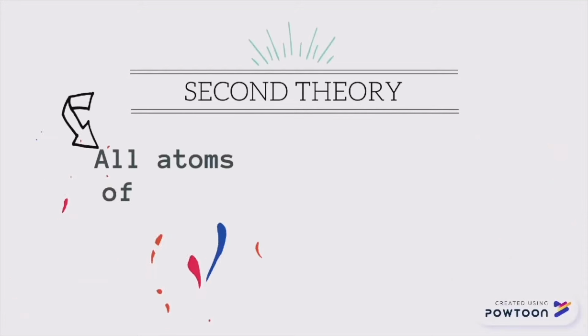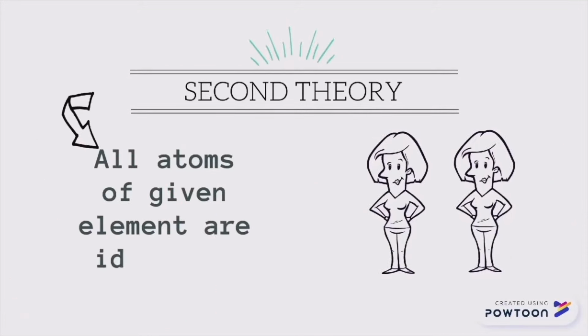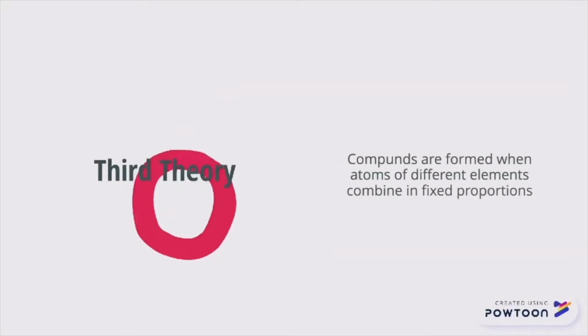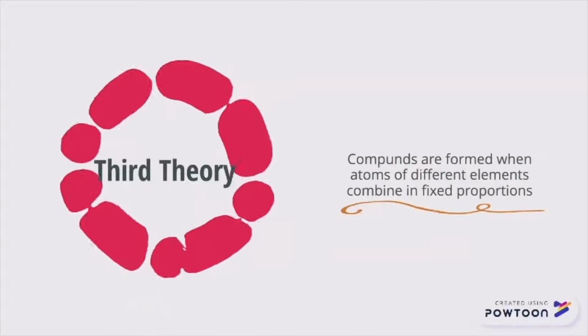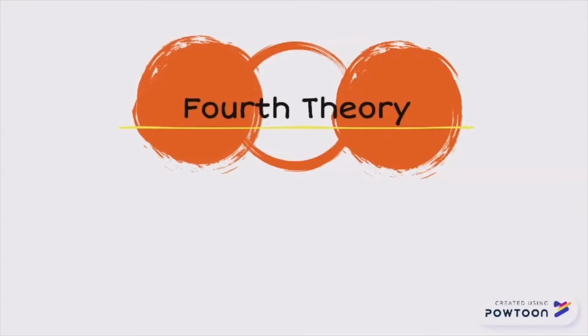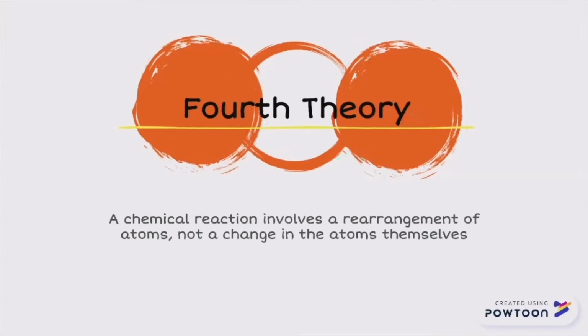Second theory, all atoms of a given element are identical. Third theory, compounds are formed when atoms of different elements combine in fixed proportions. Fourth theory, a chemical reaction involves a rearrangement of atoms, not a change in the atoms themselves.